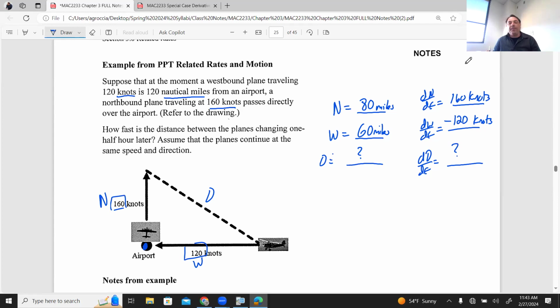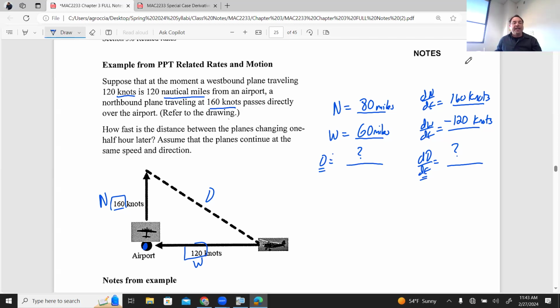Okay, so stop there for a second. Let's say all of that was given to you and it was very clear. It's not written in the paragraph, but it is given to you now. Then we have two things we don't know. We don't know D and we don't know dd over dt.